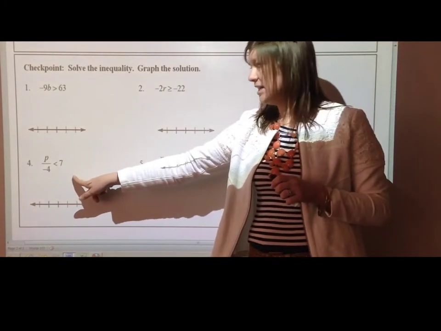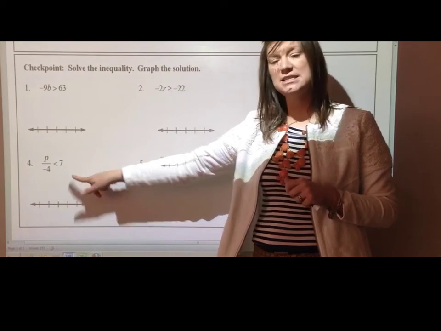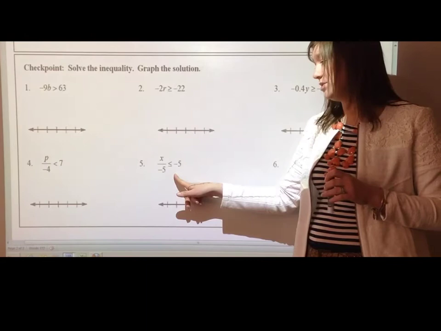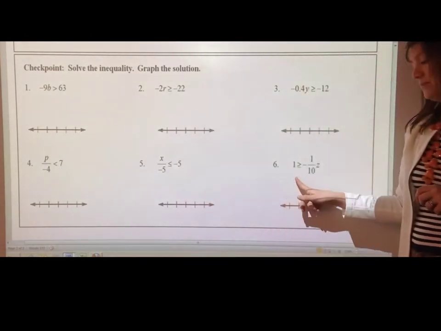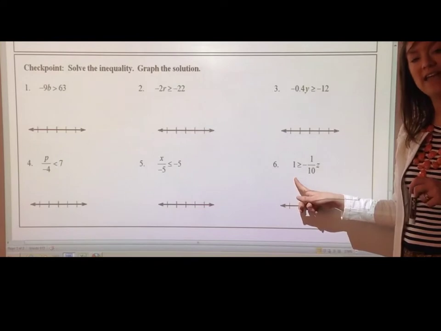Number 4, here's your divisions. P divided by negative 4 is less than 7. Number 5, x divided by negative 5 is less than or equal to negative 5. And the last one, number 6, 1 is greater than or equal to negative 1/10 of z.